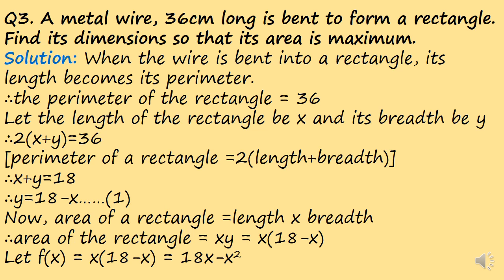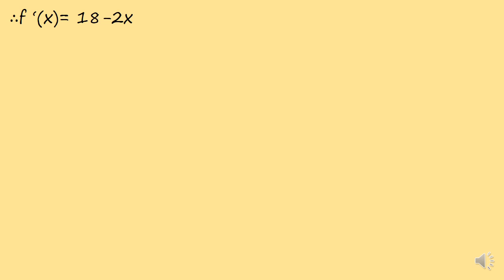to be maximized. So we take this as f(x). So f(x) becomes x into 18 minus x, that is 18x minus x square. Opening the bracket and simplifying, we get 18x minus x square. Then f dash of x, finding the derivative of that function, we get 18 minus 2x. We also find the second derivative, which comes out as minus 2.